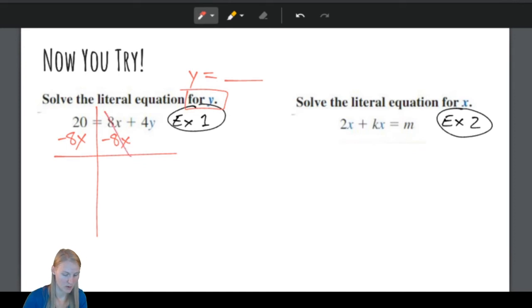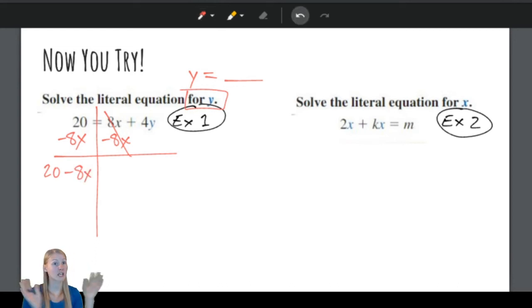And now these go away. And I have 20 minus 8x. Remember, I cannot put these together. This is an orange, this is an apple. Can't put oranges and apples together. So we just leave it this way. We leave it as 20 minus 8x, and that is good. That is equal to 4y. Hey, look at that. y is almost by itself. We just need to get rid of this 4.